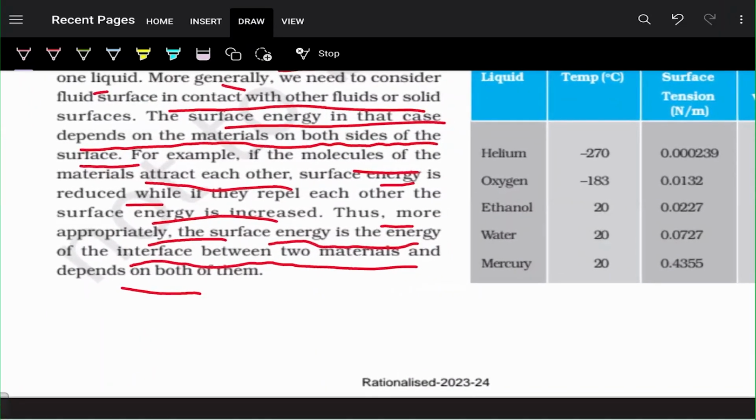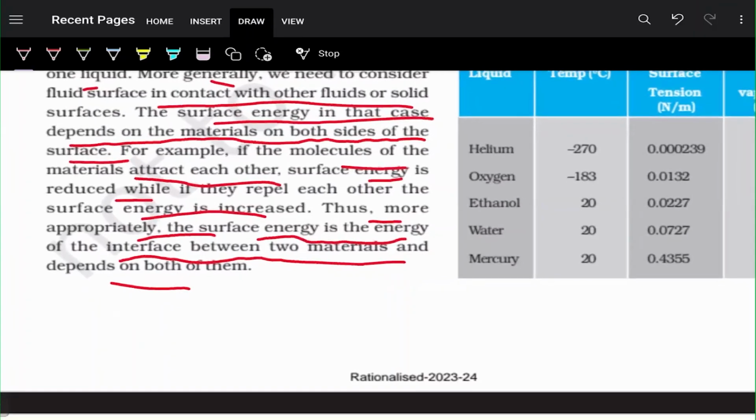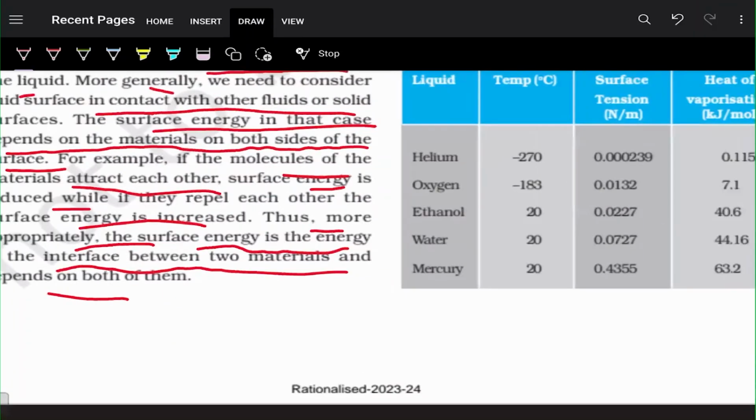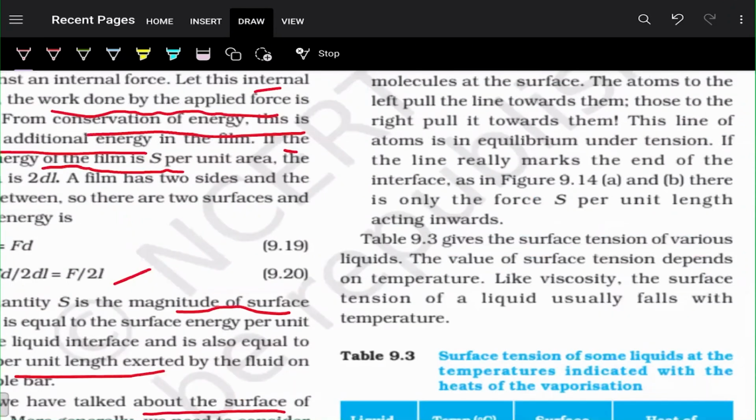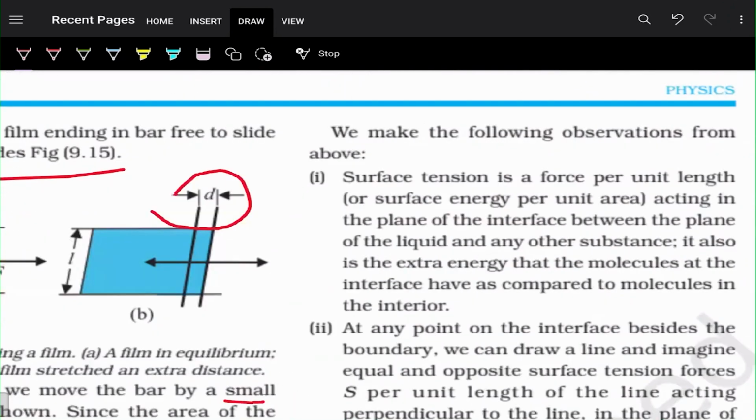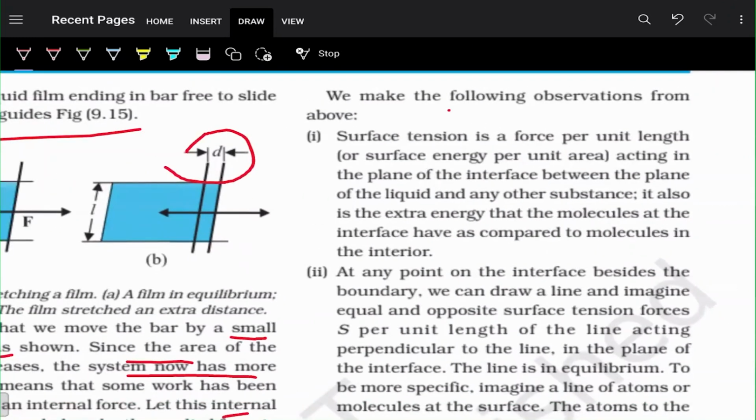Thus, more appropriately, the surface energy is the energy of the interface between two materials and depends on both of them. Surface energy depends on both of them. Okay. Yes. And see, so these are the observations. What is the first observation?